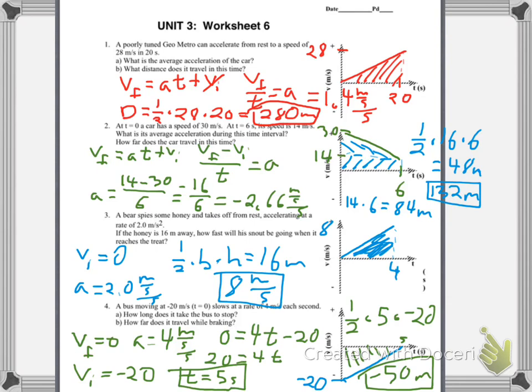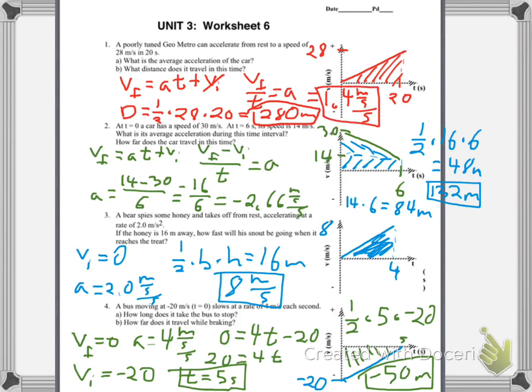So number one, poorly tuned Geo Metro accelerating from rest up to 28 meters per second in 20 seconds. What is the average acceleration of the car? That is just the slope of the line on your velocity time graph. So we have an initial velocity of 0, a final velocity of 28 meters per second, and a time of 20 seconds. To find your acceleration, you're going to use velocity final equals acceleration times time plus your initial velocity. Since our initial velocity is 0, we have final velocity equals acceleration times time. Divide your final velocity by time to get your acceleration, which is 1.4 meters per second squared.